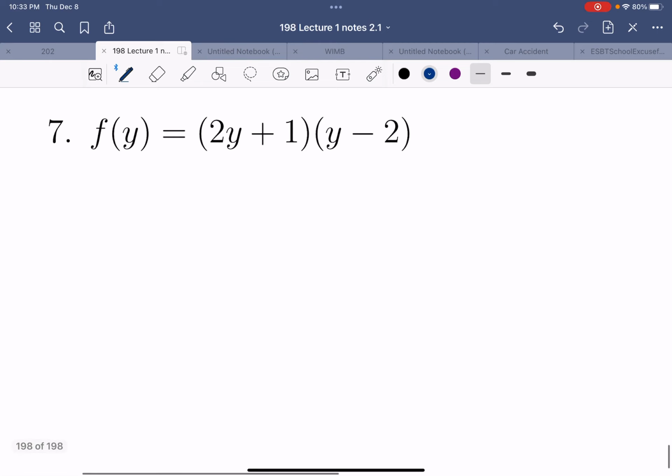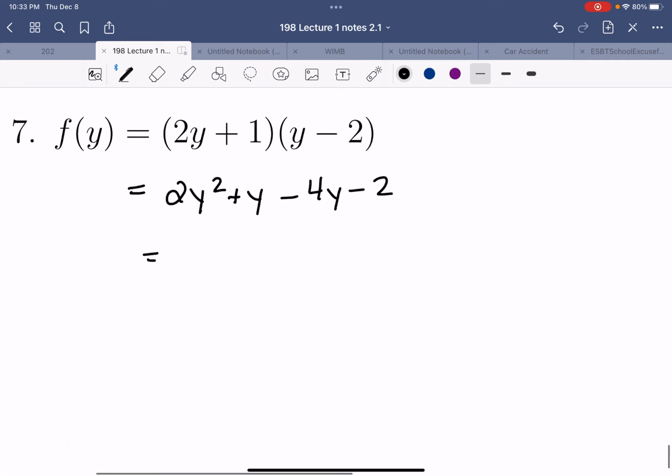Number 7, again, I don't have rules for multiplication. So before I get going, we're going to go ahead and multiply this out. This is 2y squared plus y minus 4y minus 2. So that's 2y squared minus 5y minus 2.